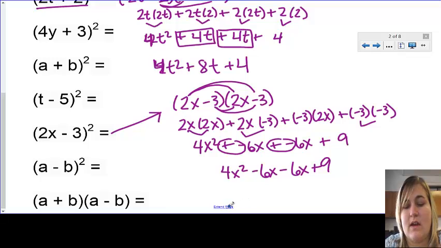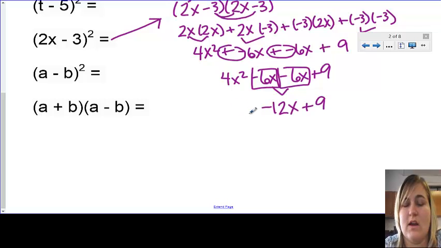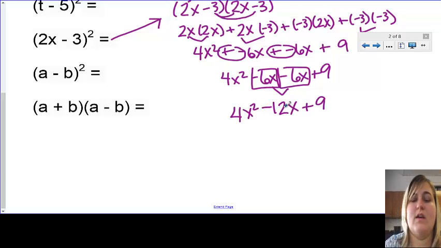So now I need to combine like terms. So I have negative 6x and negative 6x, which gives me negative 12x, and everything else comes straight down. Okay, now, once again, I want you to look at this and this one that we did and think about how you could have gotten from here to here without doing all of this. Okay?